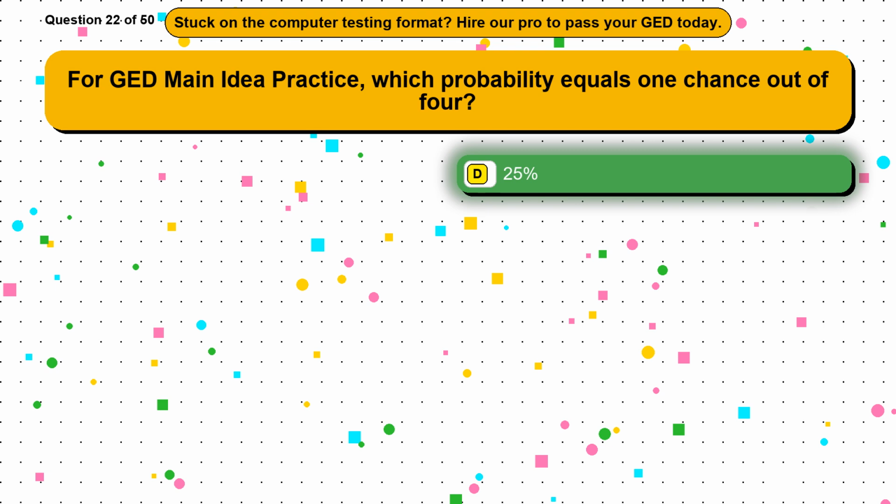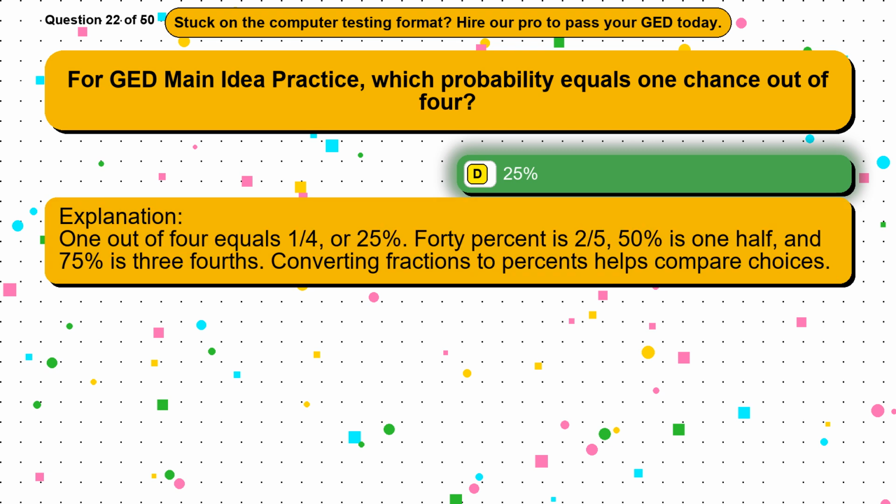25%. 1 out of 4 equals 1/4, or 25%. 40% is 2/5, 50% is 1/2, and 75% is 3/4. Converting fractions to percents helps compare choices.